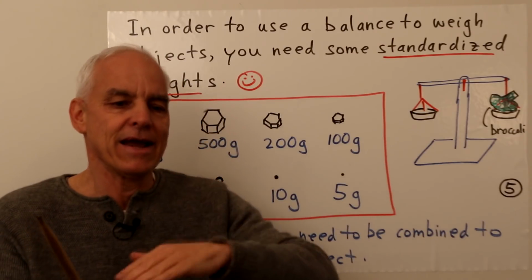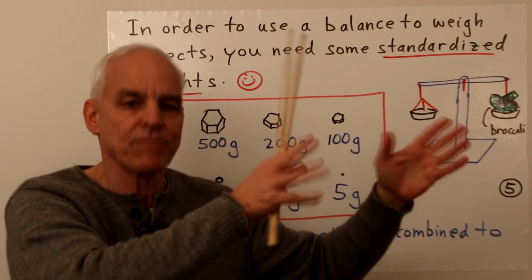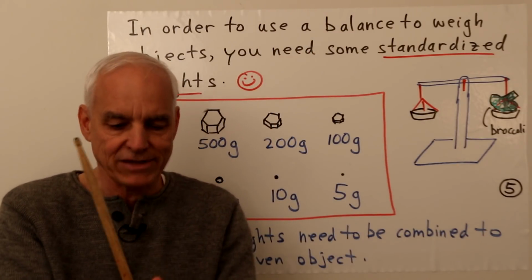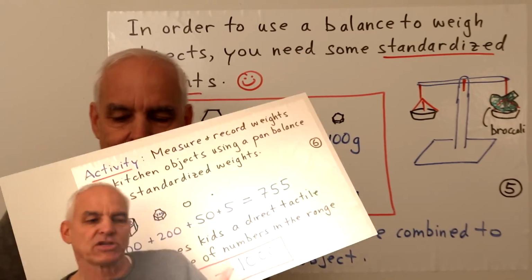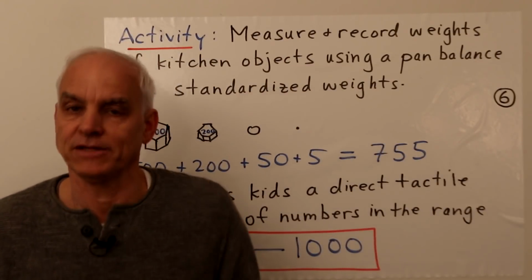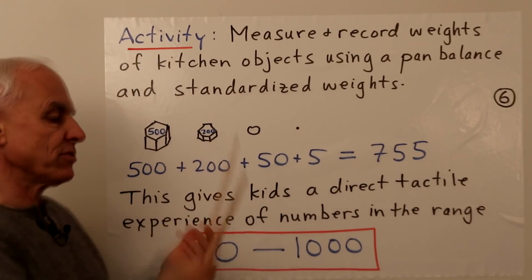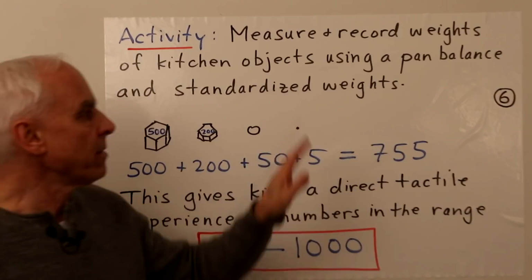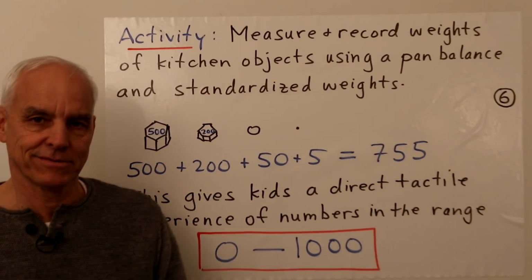We want to connect their theoretical understanding of pure numbers with something that's practical and tactile. All right, so now we can suggest this alternate activity, which is also measuring household objects or kitchen objects, but by using a pan balance and some standardized weights.